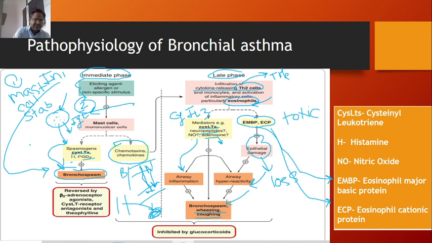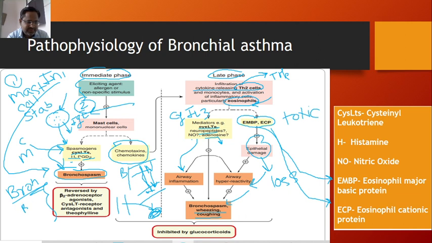Then you can use cysteinyl leukotriene antagonists, because cysteinyl leukotriene acts on the cysteinyl leukotriene receptor, and you can use antagonists such as montelukast and zafirlukast. Then you can also use antihistaminic drugs, and the most important part, you can relieve this bronchospasm by using bronchodilator drugs. So through the target of drug action or the pathophysiology, you can clearly learn that for the treatment of bronchial asthma you have to give a bronchodilator drug. Which type of bronchodilator drug? There are three types.